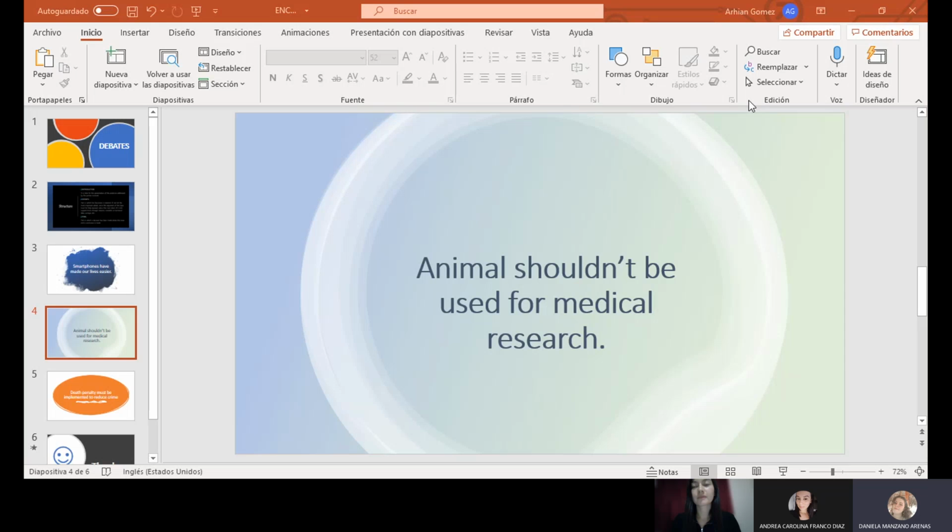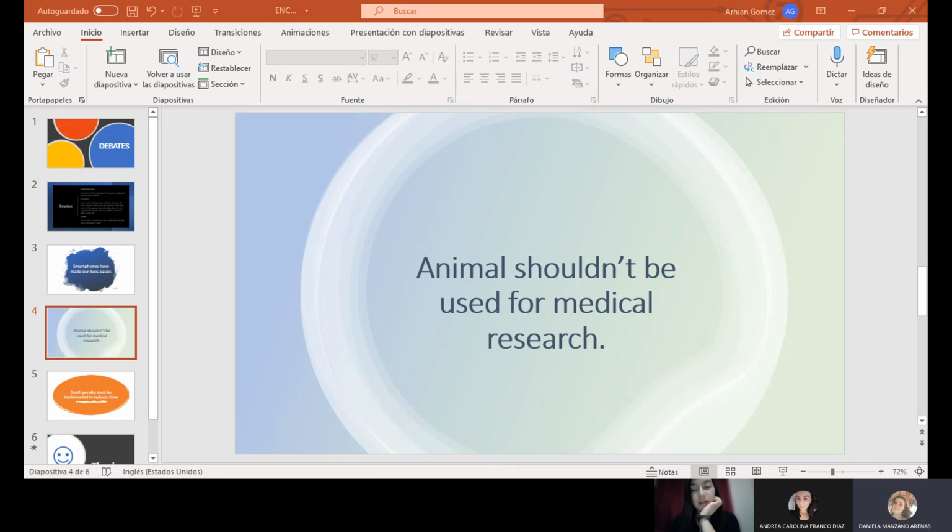Okay, and animals should not die because of the beauty and health of us people. They have feelings like us and deserve to live. So we should always look for products that are not tested on animals, and no more.